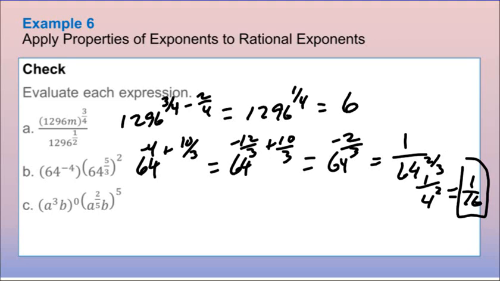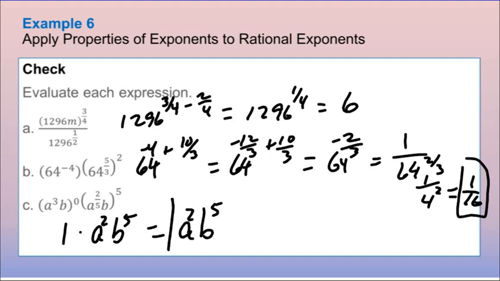And our last one, anything to the 0 power is 1. So then that would be times 2/5 times 5 would be a squared, and then b to the 5th. So our answer is a squared b to the 5th. So that is our lesson on rational exponents.